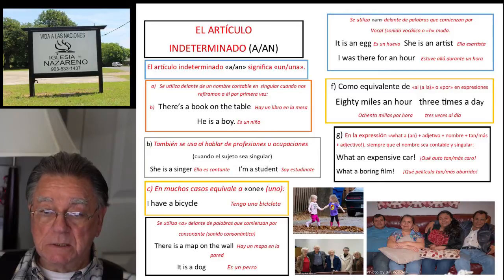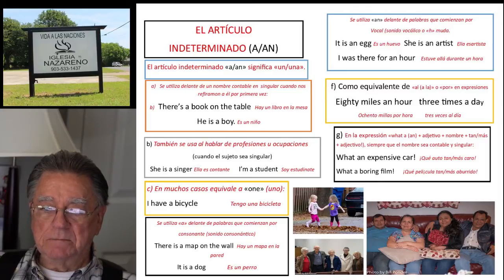Se utiliza delante de palabras que comienzan por vocal, sonido vocálico o H muda. Okay, let's try this. It is an egg. It isn't the egg, we say, it is an egg. Es un huevo. And then on here, she is an artist. Ella es artista. Okay, she is an artist. It is an egg. She is an artist.